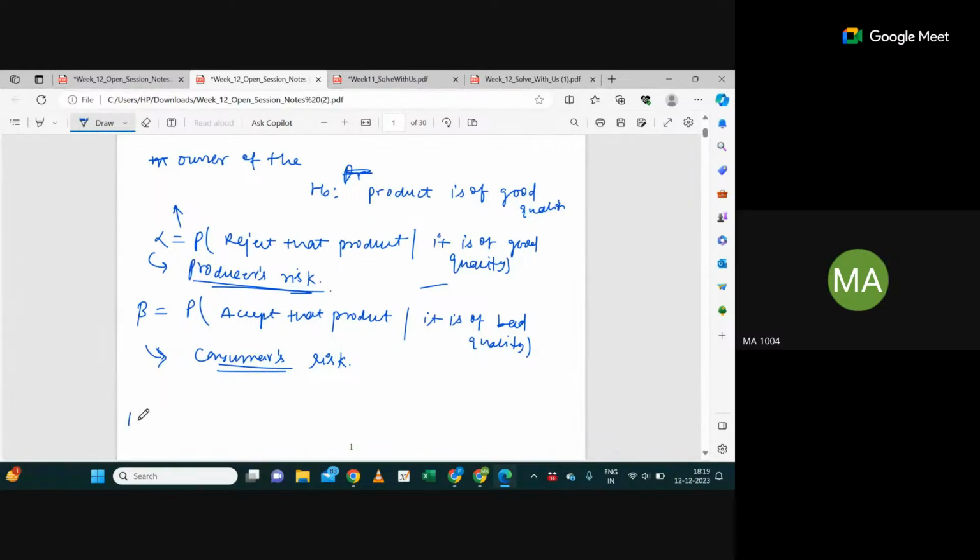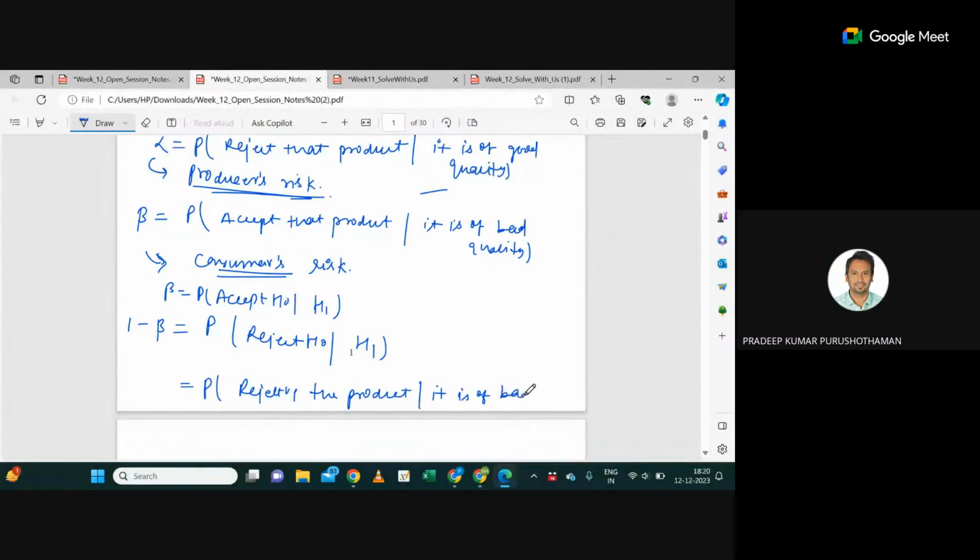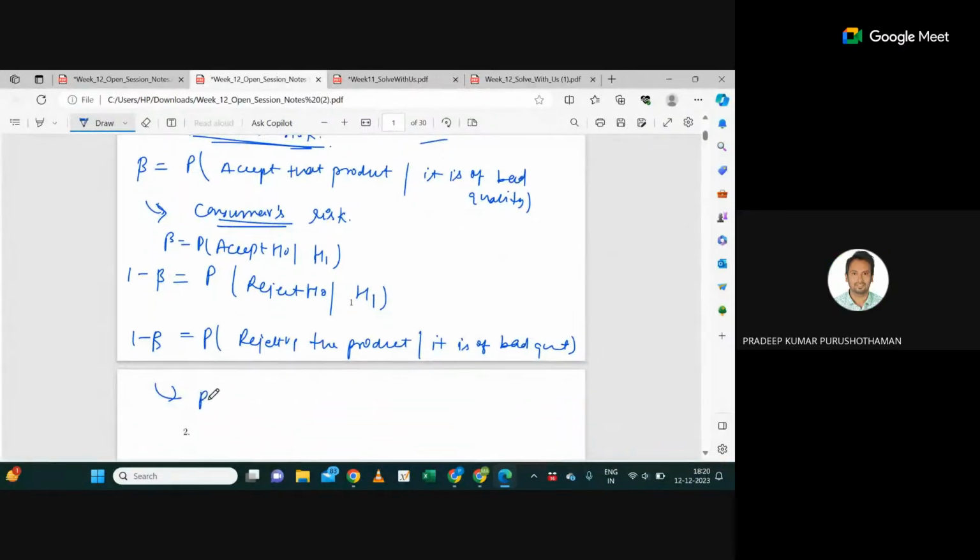So what is 1 minus beta called? Beta is the probability of accepting H naught, given that H1 is true. What will 1 minus beta be? It will be rejecting H naught when H1 is true. It means we are rejecting the item or product given that it is of bad quality. This is the power, right? It's a good thing, it should be high. You have rejected the product given that it was of bad quality.